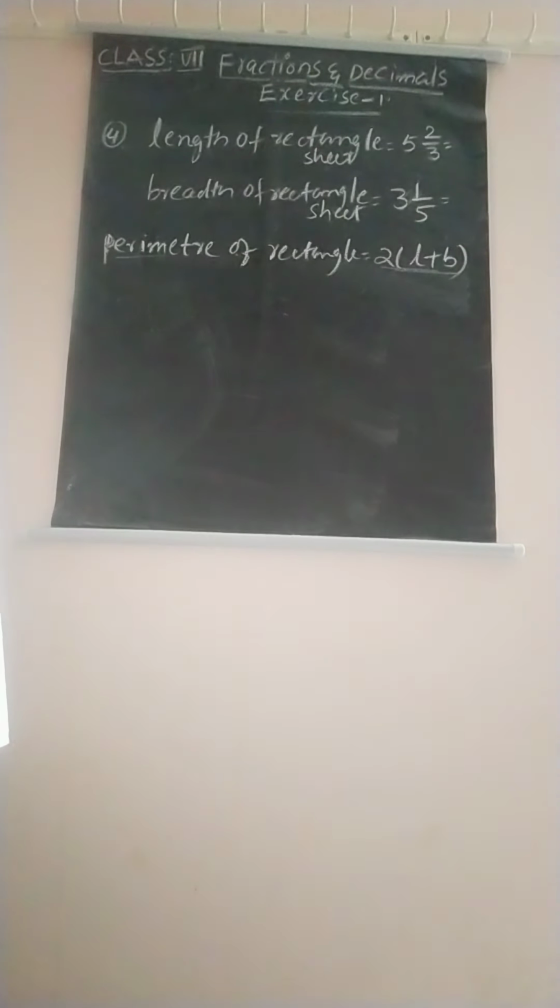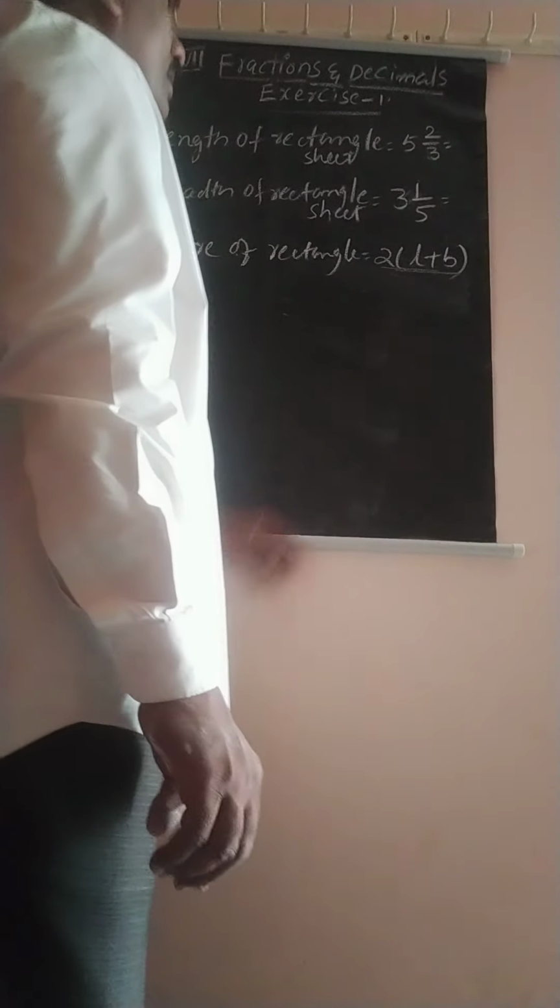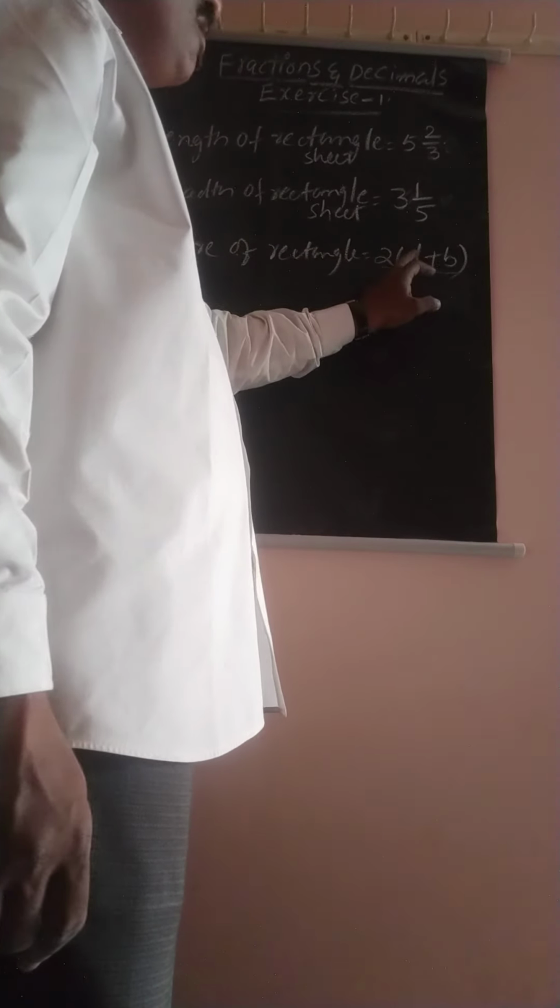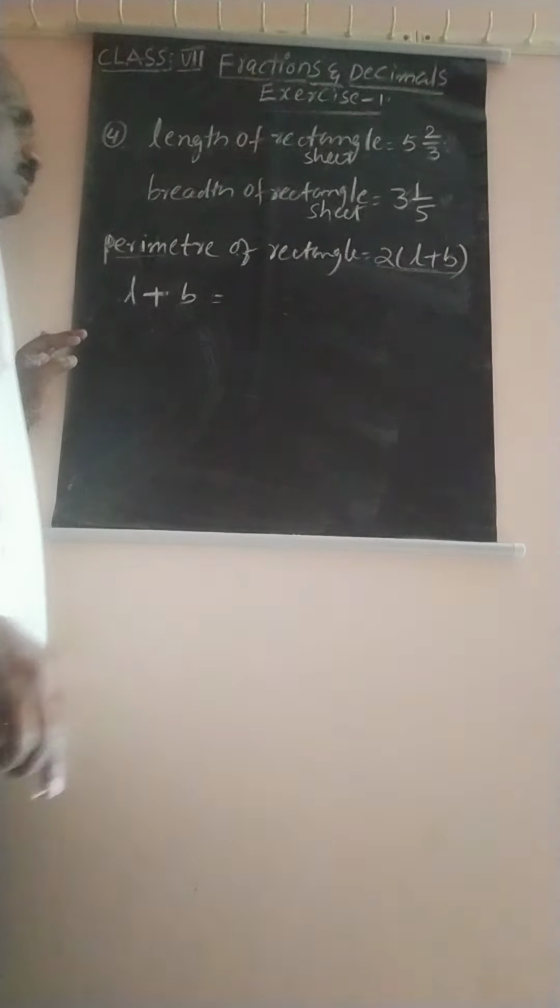First of all, see children here. Look here, 2 into (L plus B) is given. First you find L plus B, the sum of length and breadth. Then it should be multiplied by 2 to get the perimeter. Now what is given first? First I am adding length and breadth.